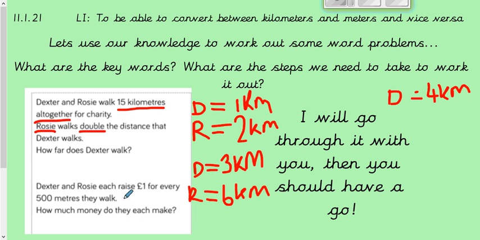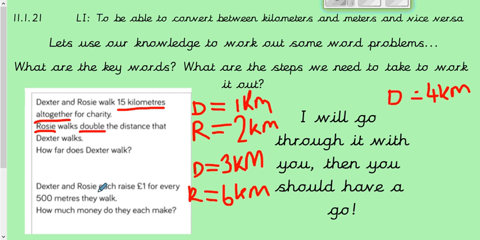The next thing I want you to have a look at is this question. Dexter and Rosie each raise £1 for every 500 metres they walk. How much money do they each make? Okay, now this is based on the answer you got for this one. So that's why I'm not telling you the answer, okay?